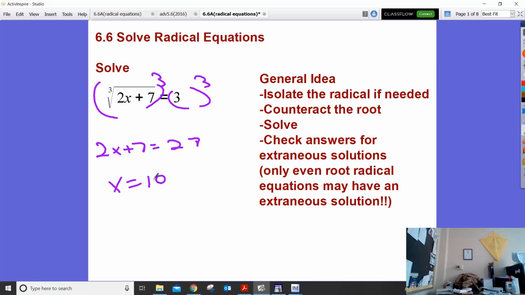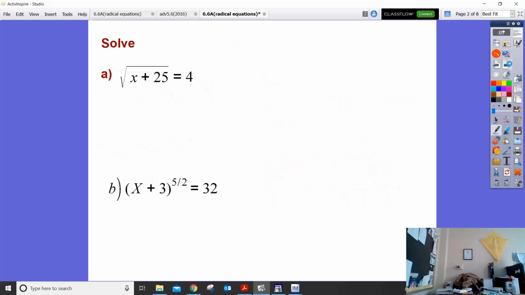Does it work? Plug it in. If you plug that 10 in, what do you get? Yeah, it works. You get 20 plus 7, right? And the cube root of 27 is 3. So there's the easy one. I don't think A is actually too hard, but whatever, it's in here, we'll do it.